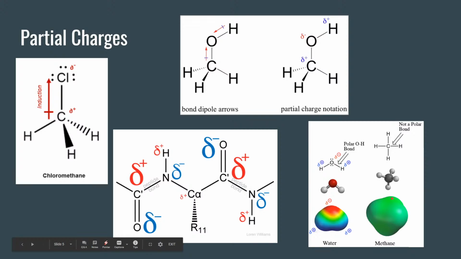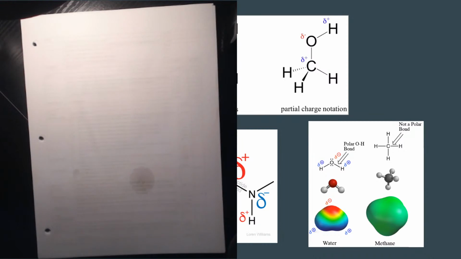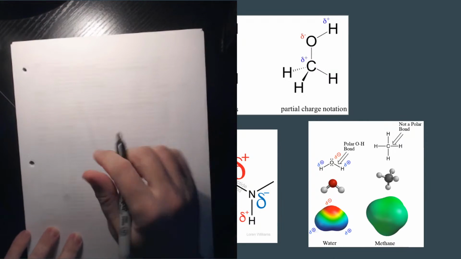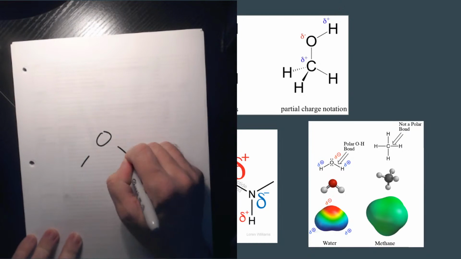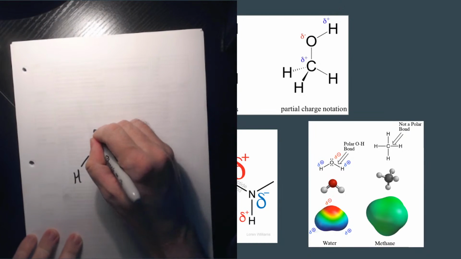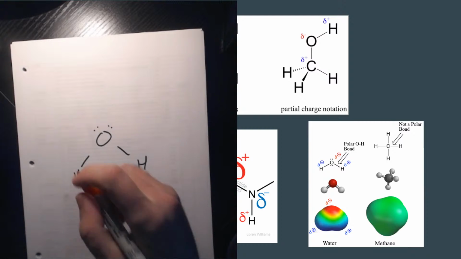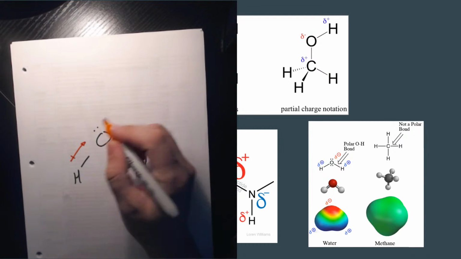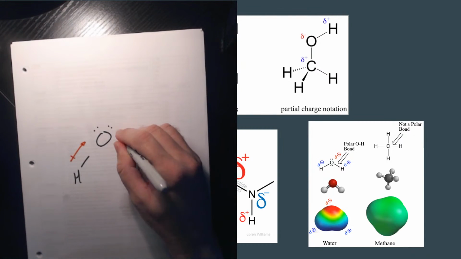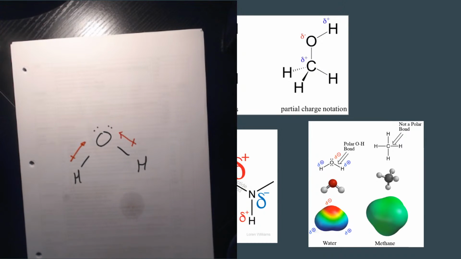Now, you can also get polar bonds adding and subtracting. So let me show you that with water really quick. So, water, we have oxygen bound to hydrogen atoms. Then we have our two lone pairs. Now, here is one arrow pointing from hydrogen to oxygen. Here's the other arrow pointing from hydrogen to oxygen.